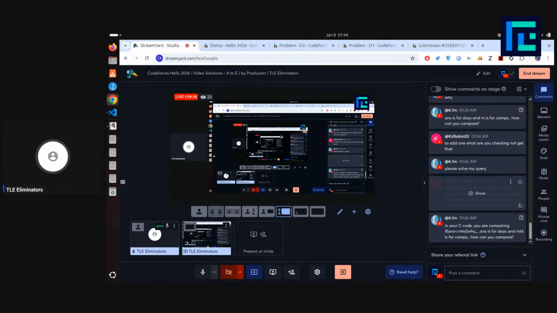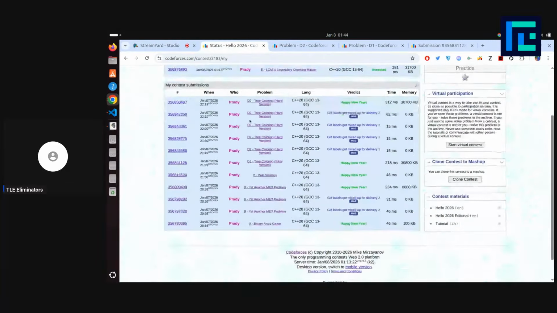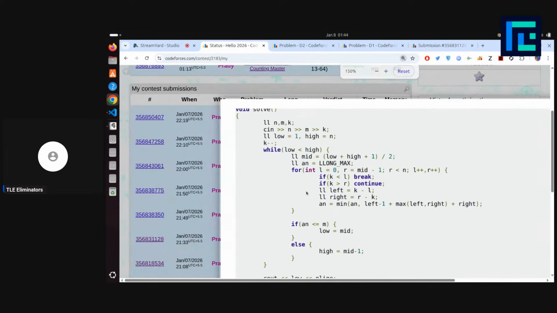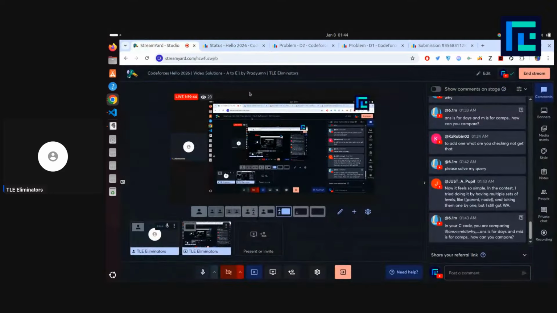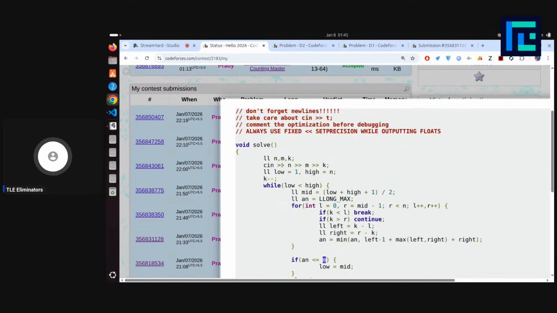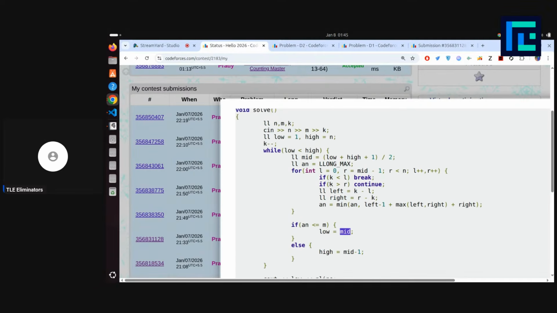Answers for days m is what I'm doing. Great. I'm not comparing ans less than equal to mid. I'm comparing ans less than equal to m. M is the input variable. My m and mid are different variables. Mid is called mid, and the input is m.